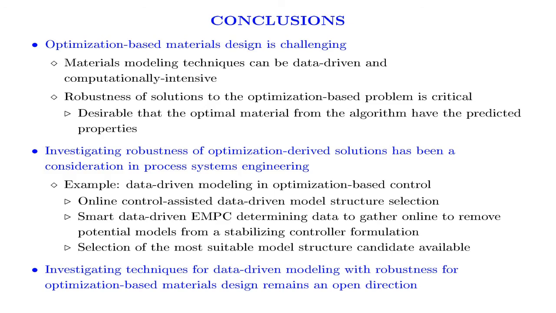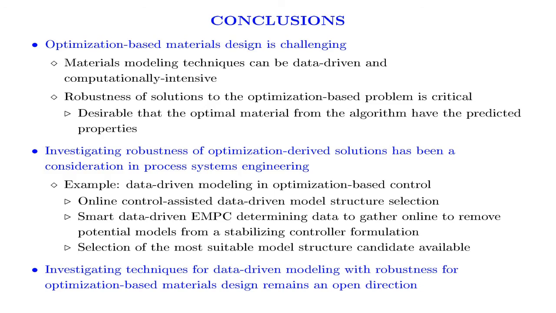In conclusion, the optimization-based material design problem is a challenging task, particularly as the materials modeling techniques can be data-driven and computationally intensive. In addition, the robustness of the solutions to this optimization-based problem is crucial since we desire that the optimal material identified from this algorithm have the predicted properties. To obtain insights into this problem, process systems engineering strategies can be investigated. Specifically, we look at data-driven modeling in optimization-based and control designs.